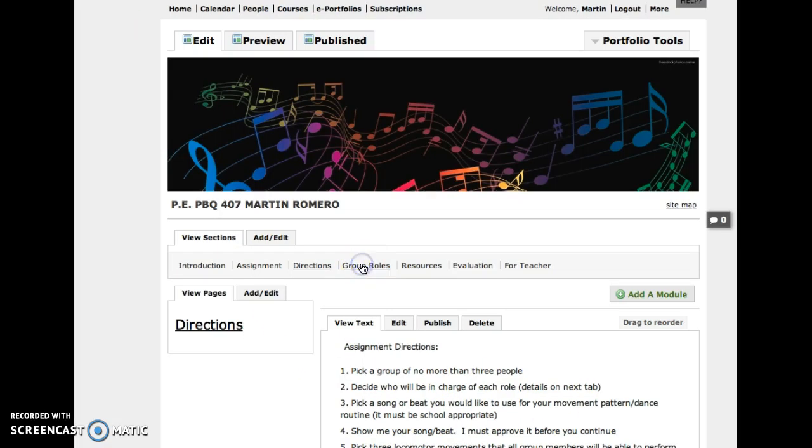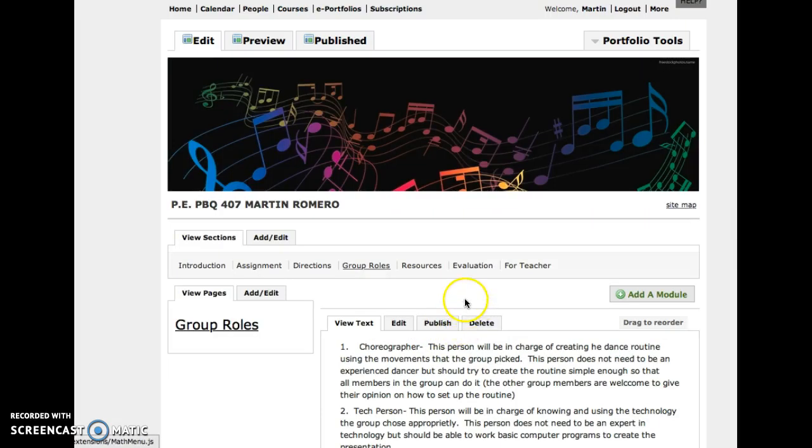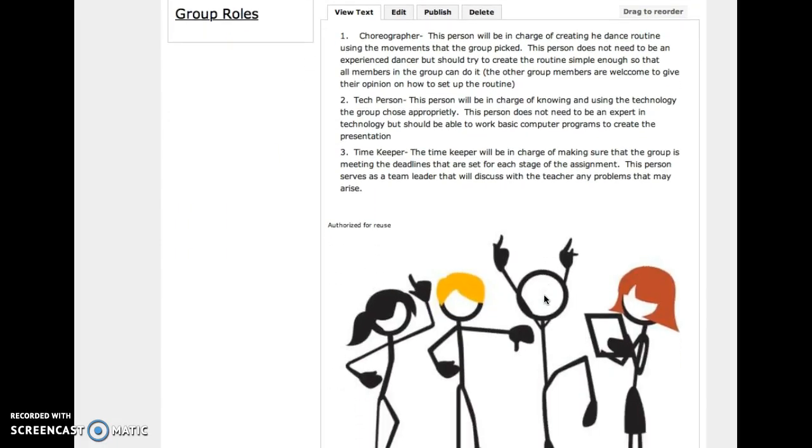The next tab describes the 3 group roles that each person in the group will have to pick. The main roles are choreographer, tech person, and timekeeper. Choreographer is basically the person that will be in charge of coming up with the dance routine or the movement pattern that the students will be performing. The choices on how to create the movement pattern are not solely up to the choreographer, and the rest of the group members are free to input any suggestions that they might have.